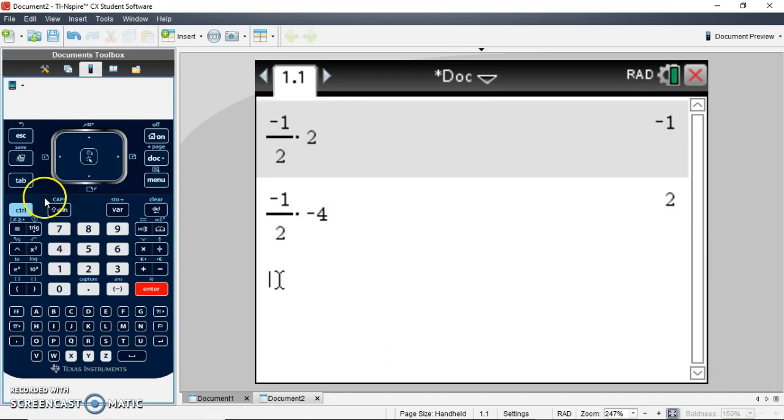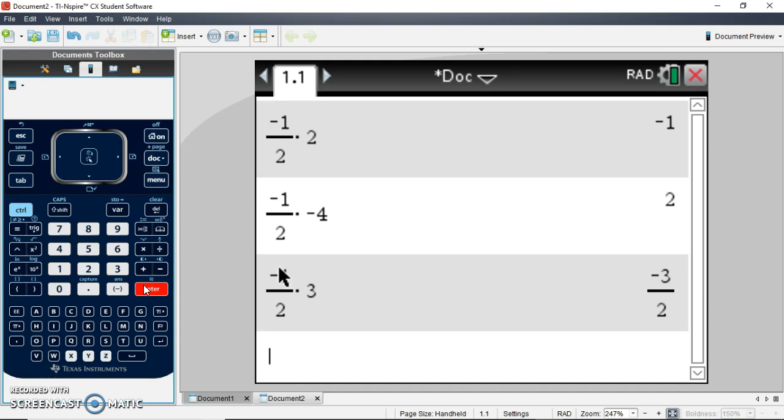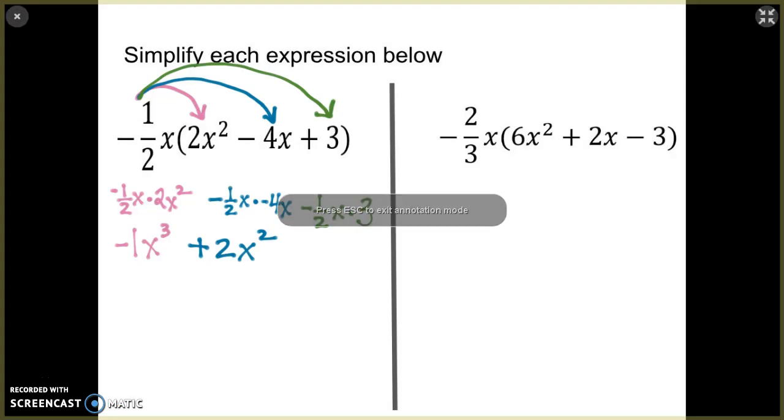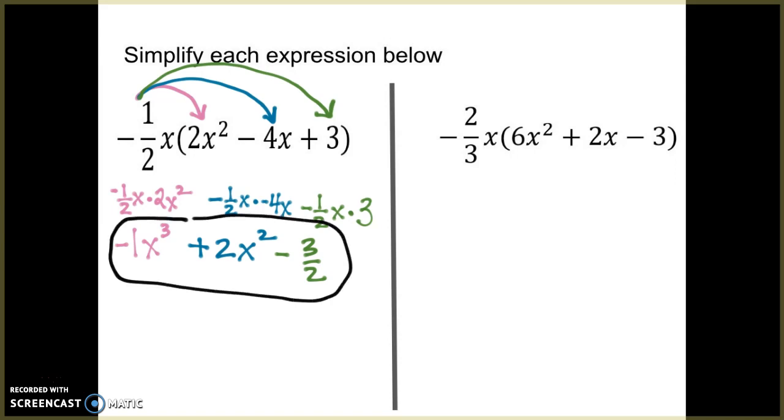So again, I go back, control divide, negative 1/2 times 3. It's just negative 3/2. So I'll go back to my answer, and this is negative 3/2. And this is my final answer, which is a trinomial, because I can't combine any of those terms, or not like terms, we get a trinomial.